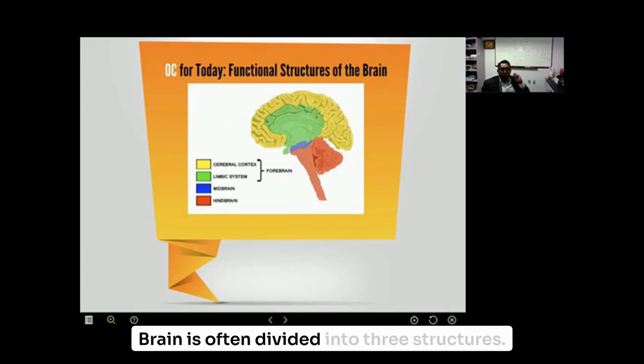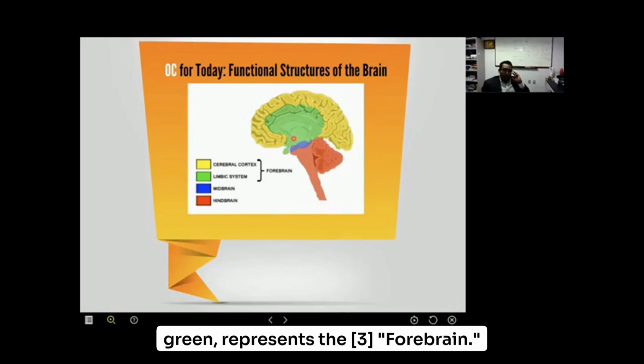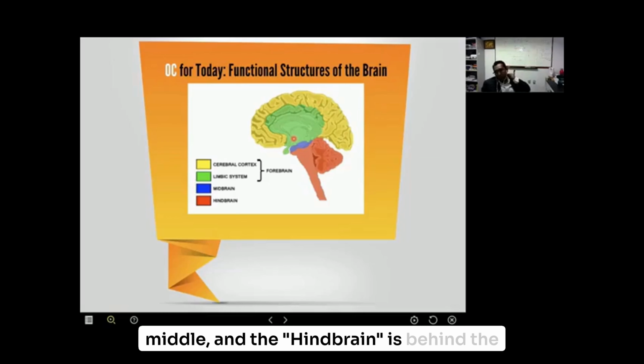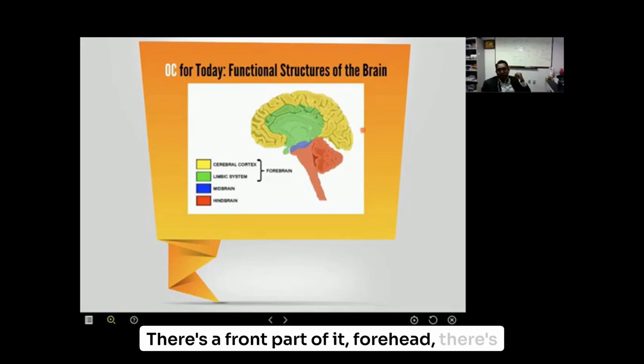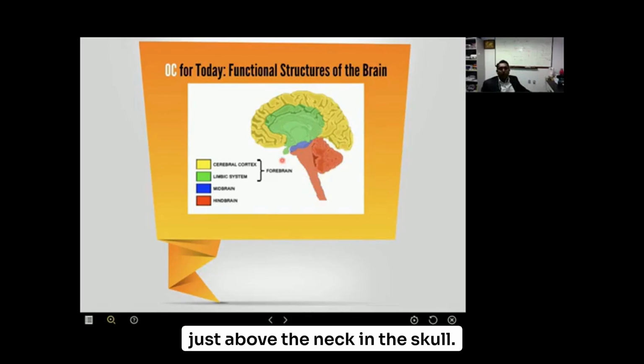The brain is often divided into three structures. The red part you see is the hindbrain, the blue part is the midbrain, and the rest, which is coded here in yellow and green, represents the forebrain. The reason it is named this way is that the forebrain is in front, the midbrain is in the middle, and the hindbrain is behind the midbrain. You can imagine your head here, and this almost looks like your head. There's a front part of it, the forehead, there's a back part of it, and this is underneath, just above the neck in the skull. So that's the structure of the brain.